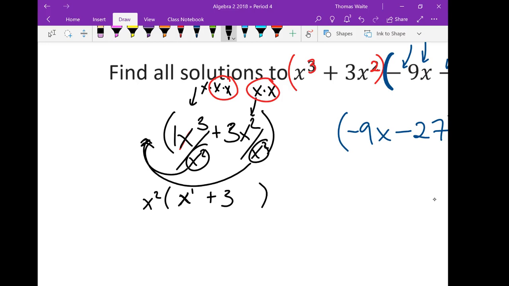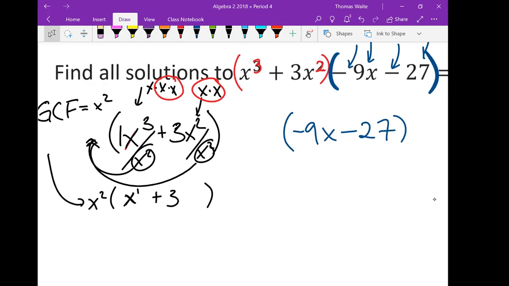So we picked out the biggest factor. We noticed the greatest common factor, or GCF, here is x squared. It's the biggest thing that was in both of the terms. We divided it out of our terms and then rewrote it out front. Okay. Let's do the same thing over here.